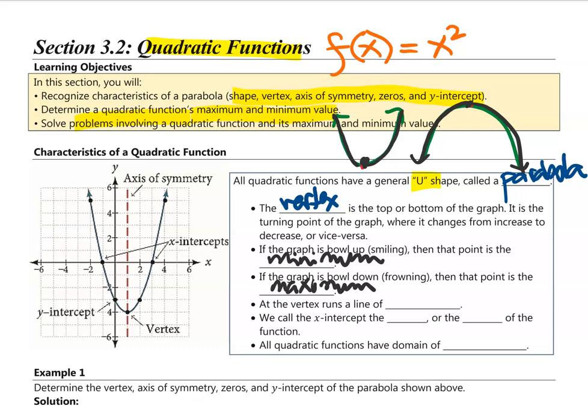And at the vertex runs a line of symmetry. We call the x-intercepts the roots or the zeros of the function. The points on the x-axis, we call them the roots or the zeros of the function. And take note of this, all quadratic functions have the domain of all real numbers, or from negative infinity to positive infinity.